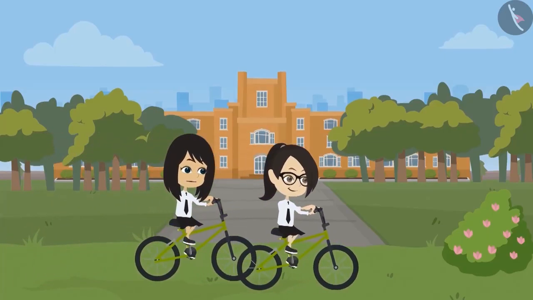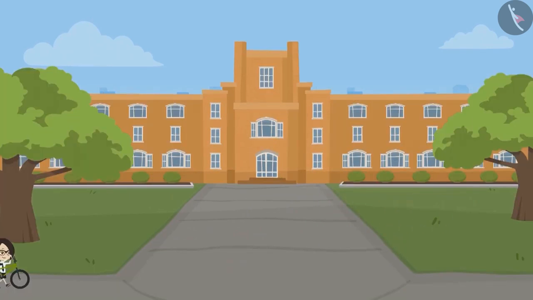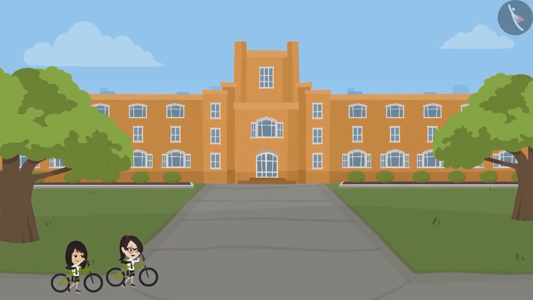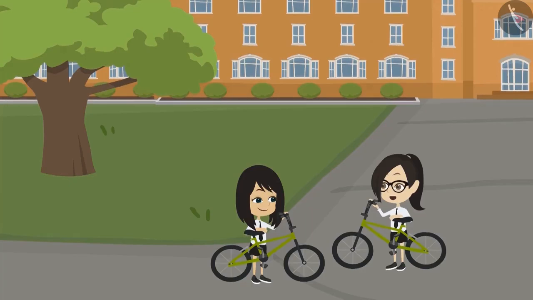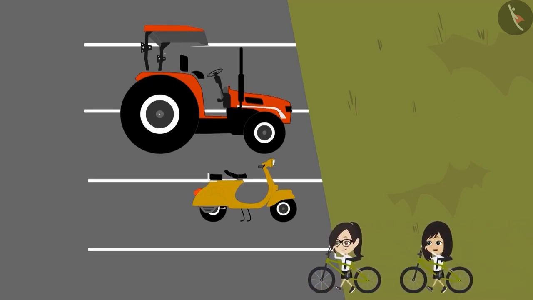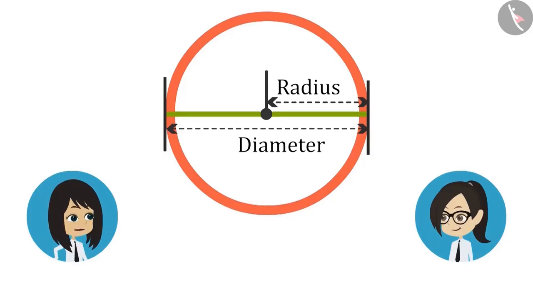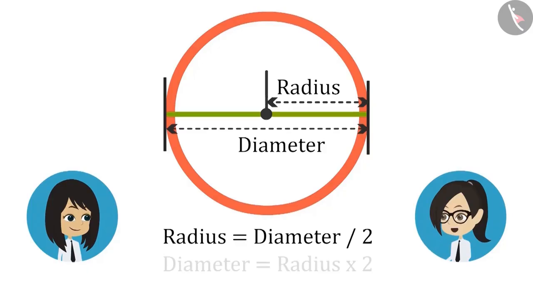Now tell me, what will we measure if we have to measure the circle? That's easy. You can measure either radius or diameter, but radius will be easier to measure because it is smaller than diameter. Yes, it is not only smaller, but it is half. Remember, Sir told us that the radius is diameter divided by 2. It means diameter is equal to 2 times the radius.